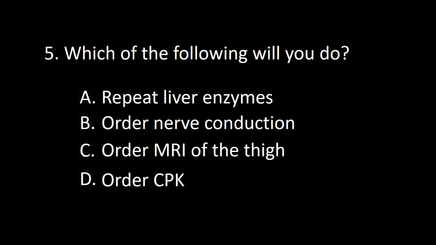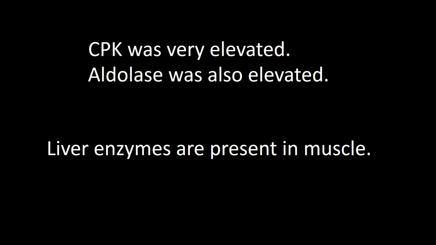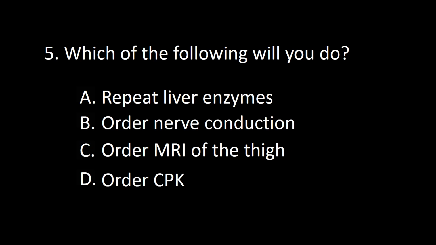So the first question is, which of the following will you do? A. Repeat liver enzymes. B. Order nerve conduction. C. Order MRI of the thigh. D. Order CPK. CPK was elevated, so was aldolase and several liver enzymes. This is so because liver enzymes are present in muscle. So the answer to this question is D.